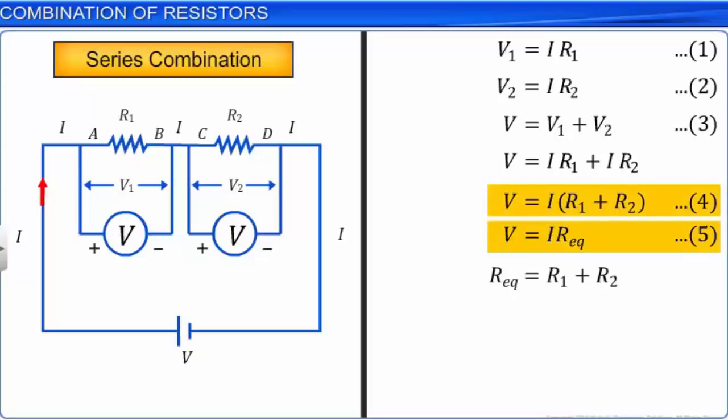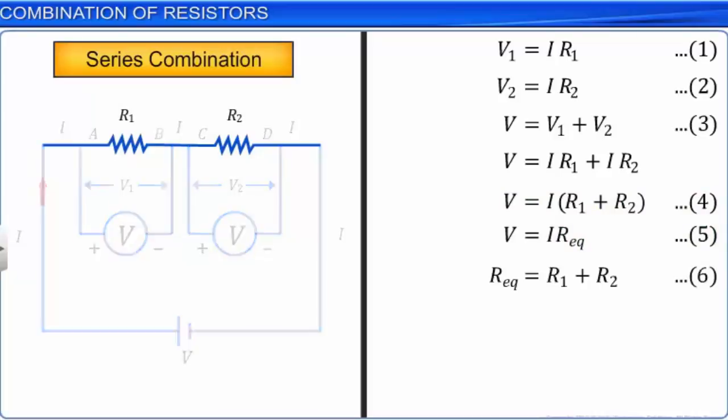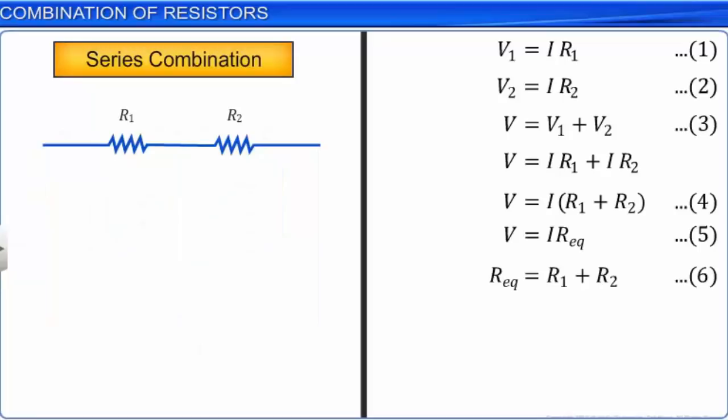From equation 6, we conclude that when two resistors R1 and R2 are connected in series, the combination has an equivalent resistance equal to R1 plus R2. When three resistors of resistances R1, R2 and R3 are connected in series, the equivalent resistance for this combination is equal to R1 plus R2 plus R3.